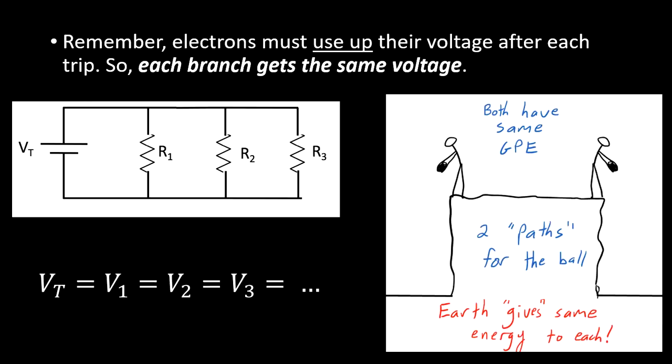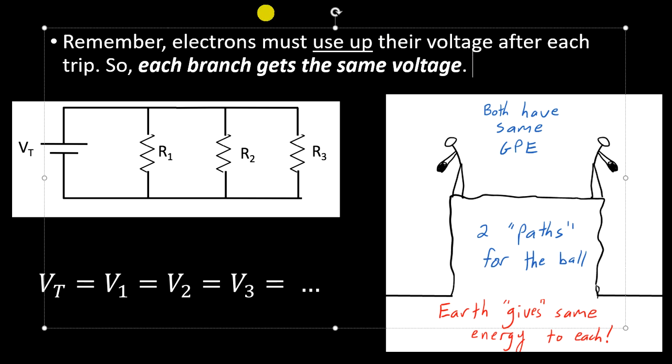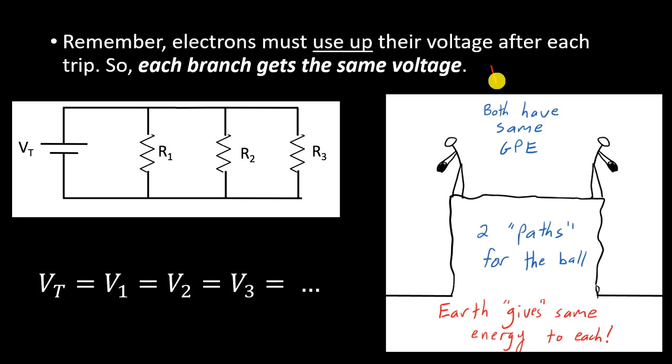All right, so that's it for current. Let's look at the voltage. When the electrons complete one path, remember, they must use up the voltage given to them from the battery. Start with this example to kind of prove it to ourselves.